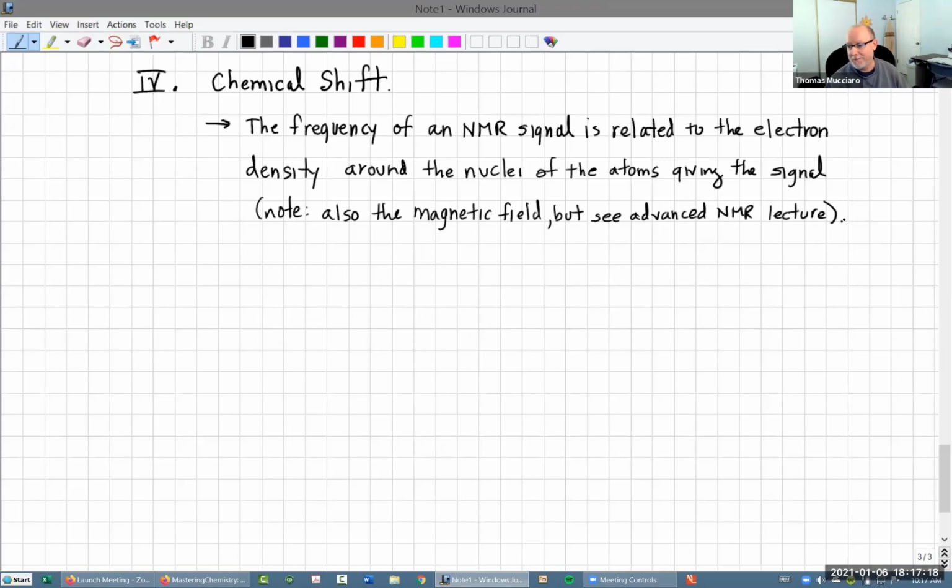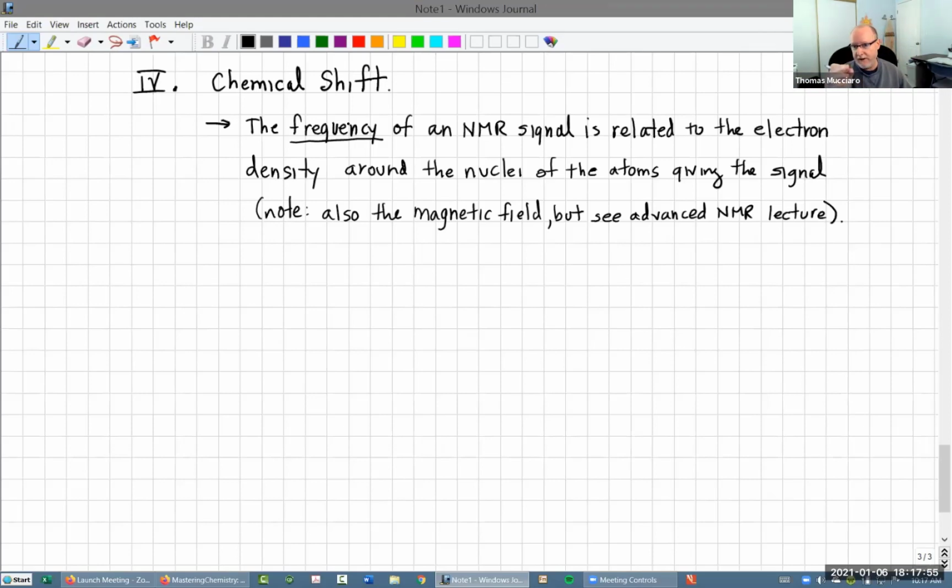Okay, so I know that's a big blah, blah, blah. We're going to talk tomorrow about how the NMR signals are actually measured, because if we understand how they're measured, we can start to understand why they behave the way they do, okay? But we don't need to know that right now. Right now, all we need to know is that the frequency, in other words, where it shows up on the NMR scale, is going to relate to the electron density.